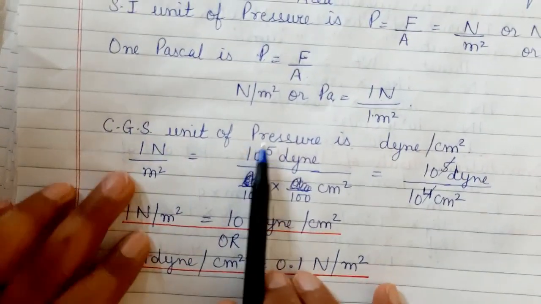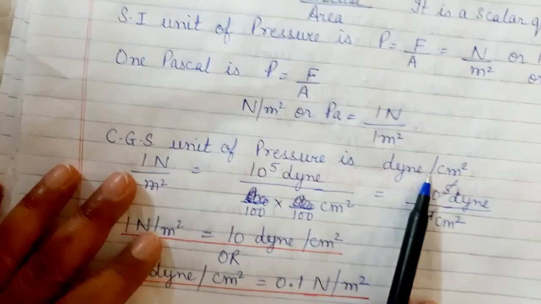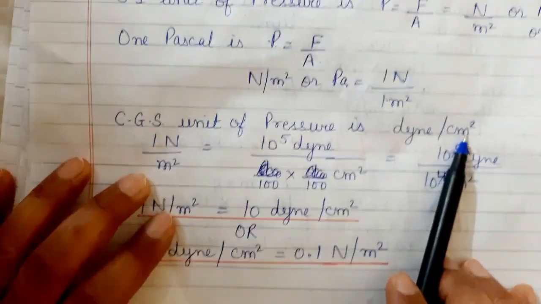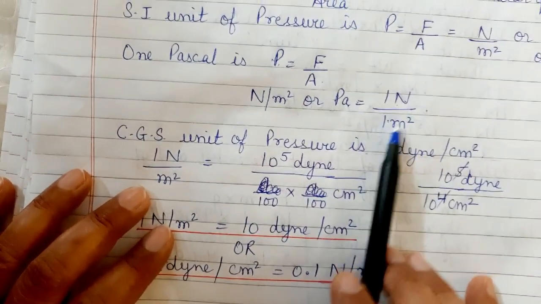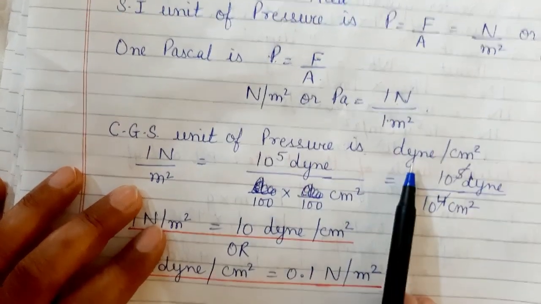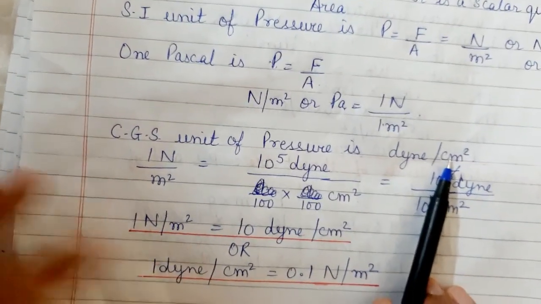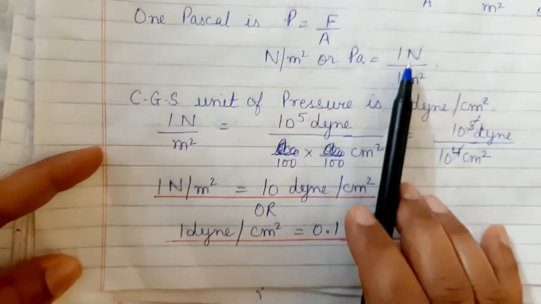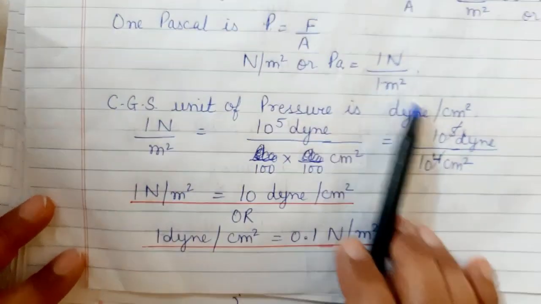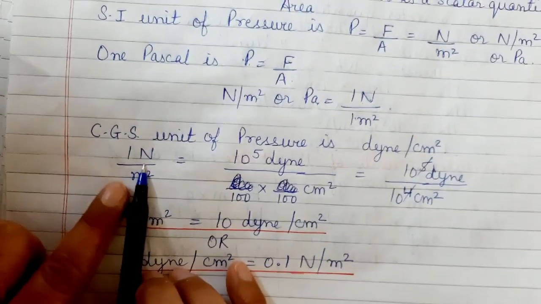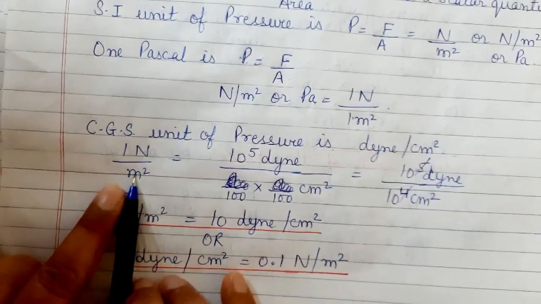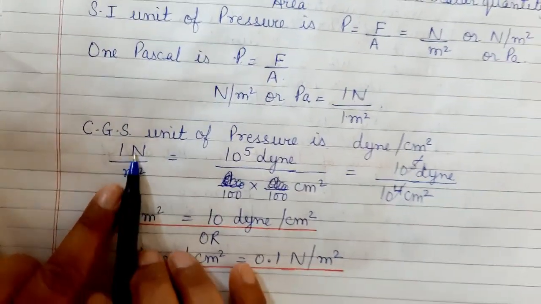The CGS unit of pressure is Dyne per square centimeter. The SI unit was Newton per square meter and the CGS unit is Dyne per square centimeter. Now let us look at what is the relation between the SI and the CGS unit of pressure. I first use 1 Newton per meter square. Let us look at what 1 Newton is equal to.